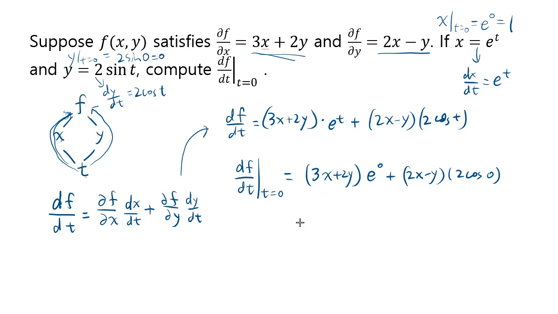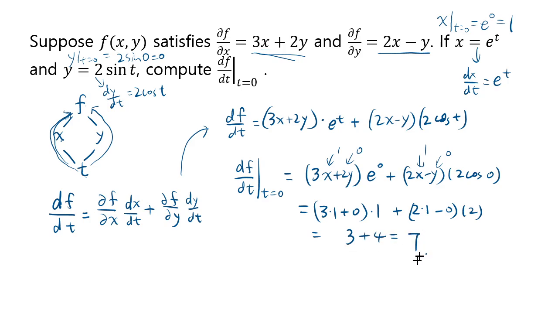So x and y will also give you the values. This will be 1 and this will be 0. So those have to be also calculated. So you get (3 times 1 plus 0) times e^0, which is 1, plus (2 times 1 minus 0) times cosine 0, which is 1, so it's just 2. So you get 3 times 1, which is 3, plus 2 times 2, which is 4. Adding them together, you get 7. Okay, so that's how you use the chain rule to compute the total rate of change of f with respect to t.